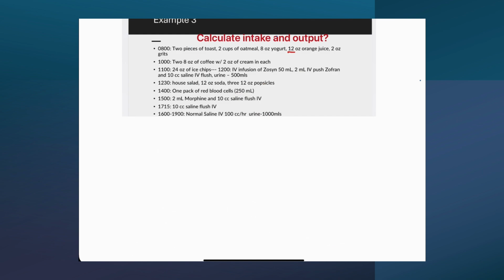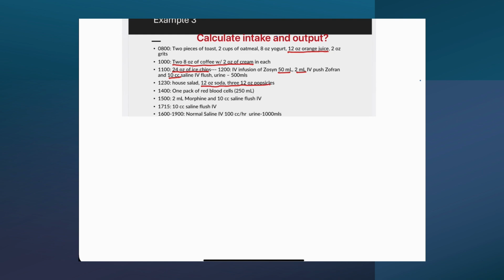They had 2 mLs of IV push Zofran. We're going to highlight that. And they also had a 10 cc, which is also mLs, of a saline IV flush, and we're going to highlight that. At 12:30, they had a house salad, 12 ounces of soda, and 3 12-ounce popsicles. So we're going to highlight 12-ounce soda and 3 12-ounce popsicles.